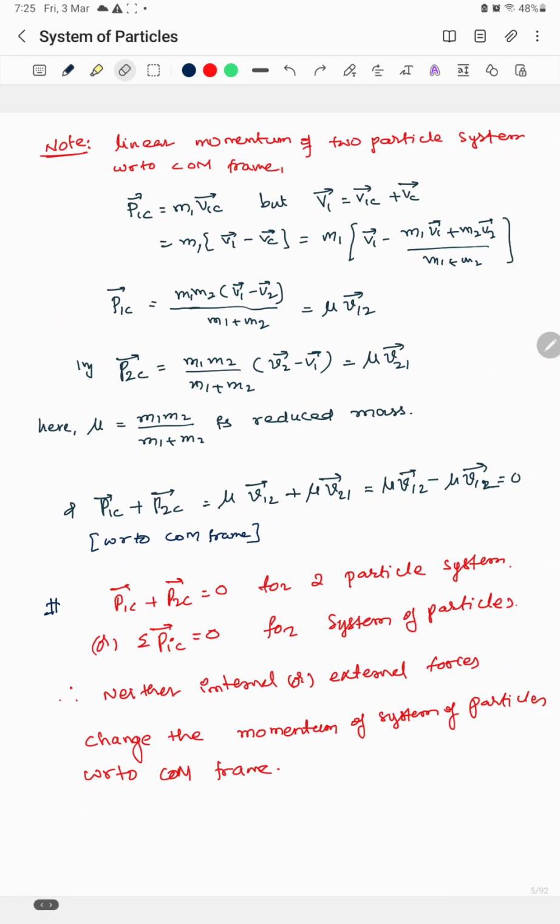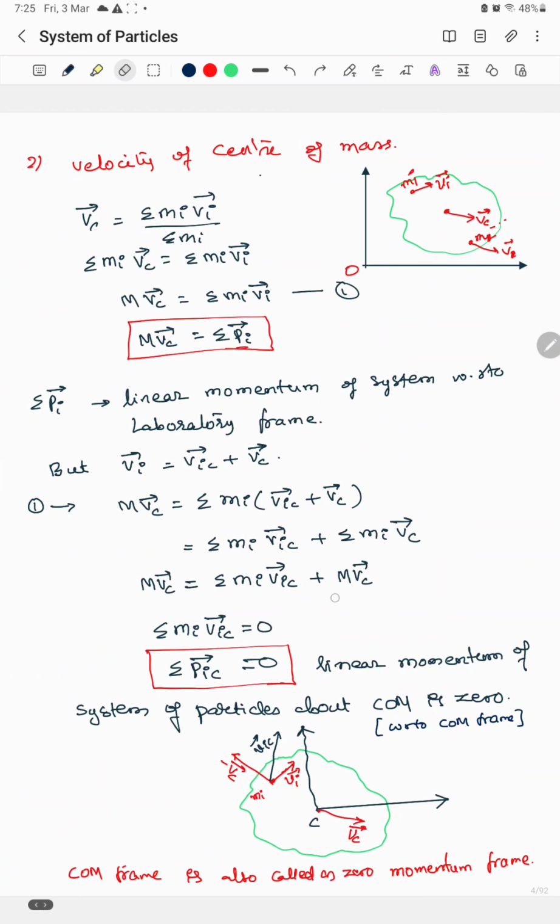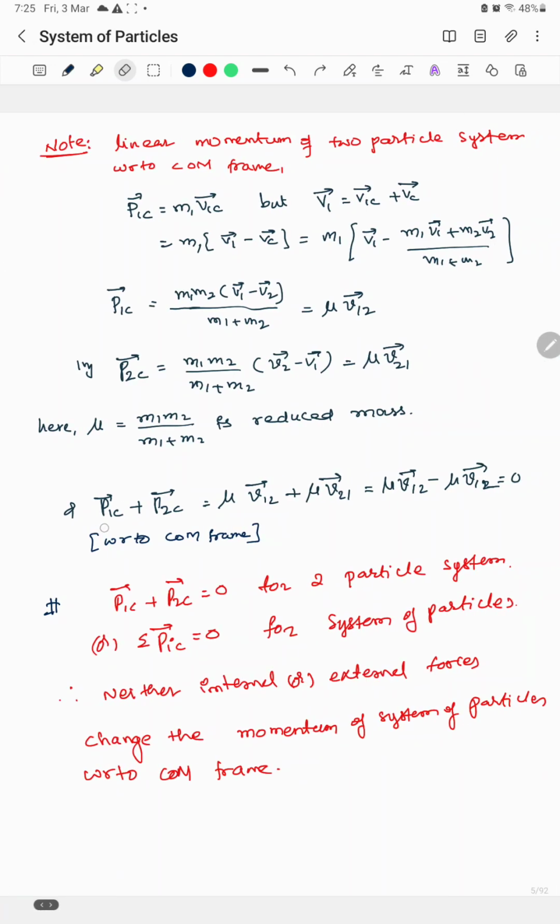That is the reason. Next, let us take any two particles. The linear momentum of a two-particle system with respect to the center of mass frame, or any number of particles, is 0. That we know. Here we have proved it, because here we have concluded, right? For n number of particles it is 0, the algebraic sum of linear momentum of the system of particles. Even for two particles we get 0, but let us understand the different terms. Here, the first particle's linear momentum with respect to the center of mass.